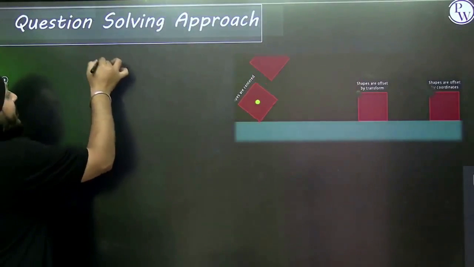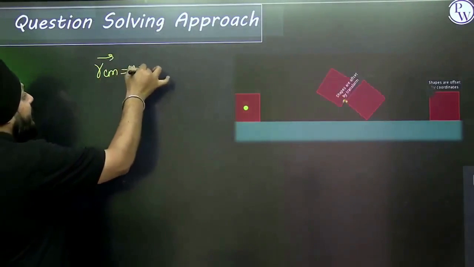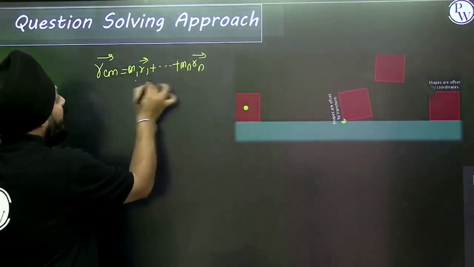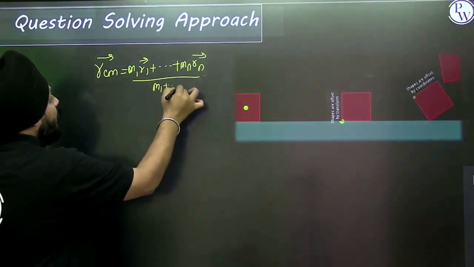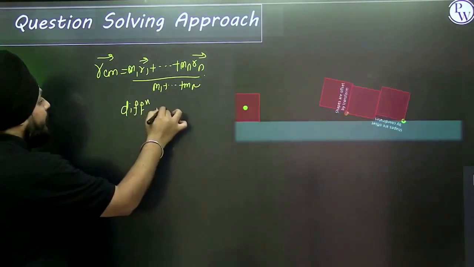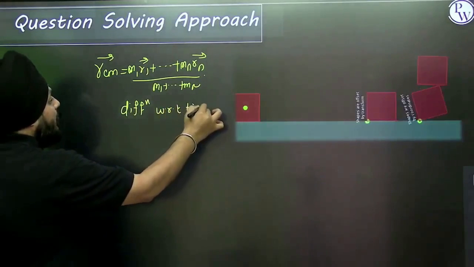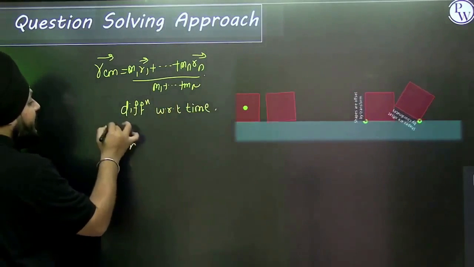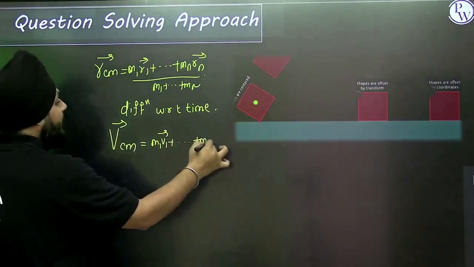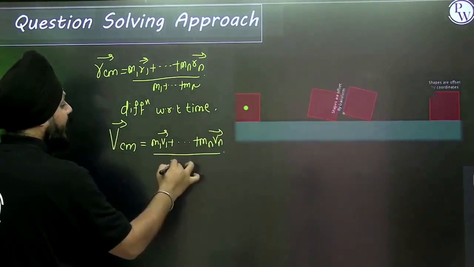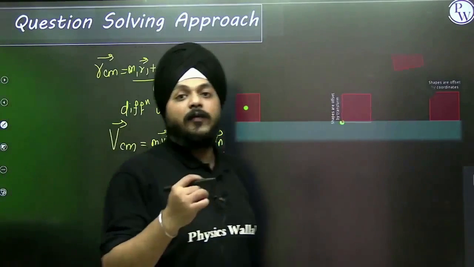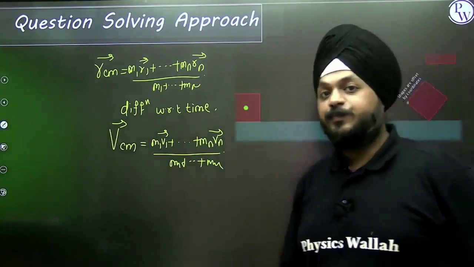The formula of the center of mass is R center of mass equals m1 r1 plus dot dot dot plus mn rn, whole divided by m1 plus dot dot dot plus mn. Differentiating this equation with respect to time, we get the velocity of the center of mass, and that is m1 v1 plus dot dot dot plus mn vn, whole divided by m1 plus dot dot dot plus mn. This is what the velocity of the center of mass is.